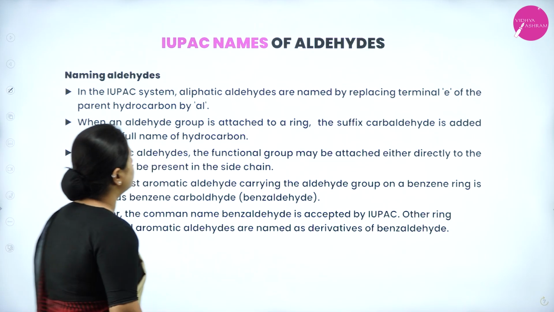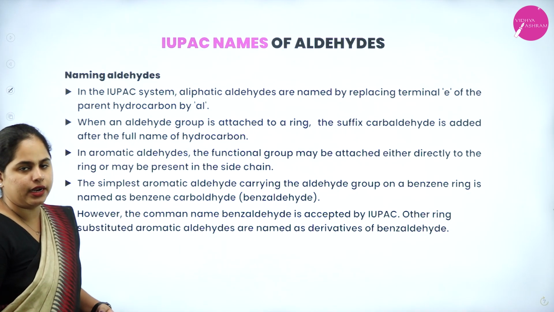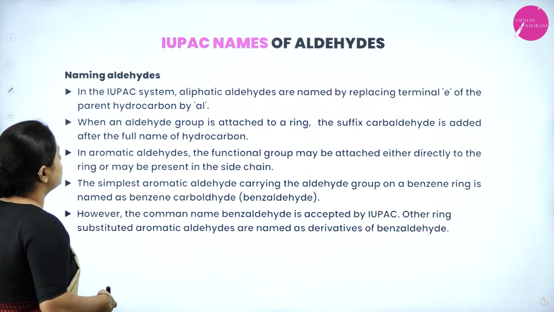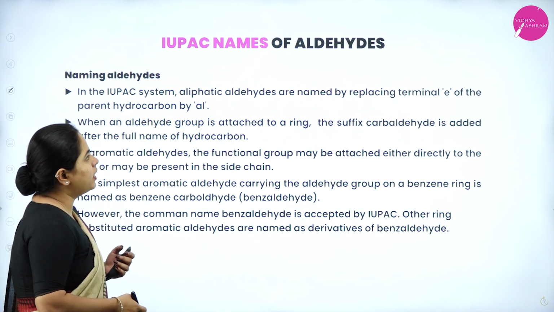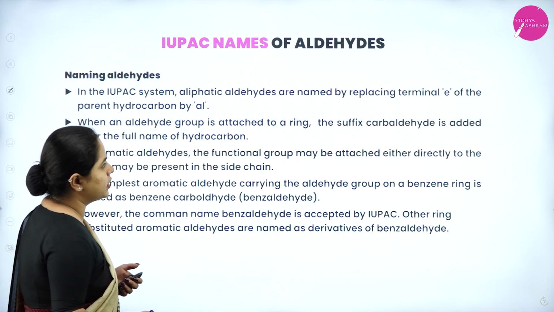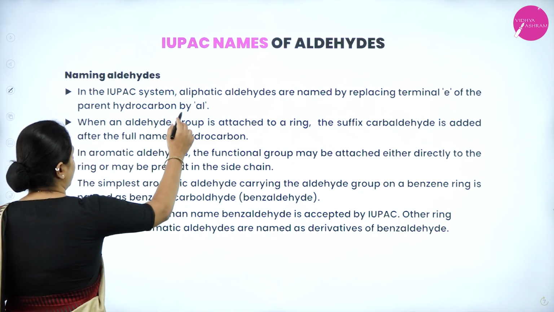Moving on to the IUPAC nomenclature of aldehydes and ketones, which is important. In the IUPAC system, aliphatic aldehydes are named by replacing the terminal E of the parent hydrocarbon by al.